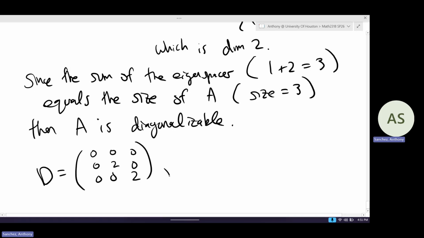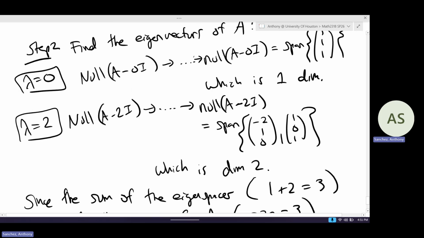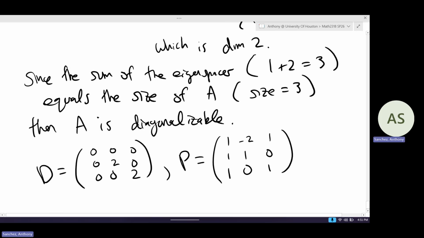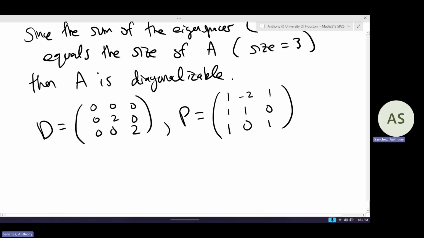Okay? And now what is P? P is going to be the eigenvectors corresponding to these eigenvalues. Well, which was the eigenvector corresponding to lambda equal to 0? The vector (1, 1, 1). And then similarly for the other ones, it's what we get over here, (-2, 1, 0) and (1, 0, 1). All right, and so as usual, you have to check that P is invertible. Note, this is the part that people forget to do.